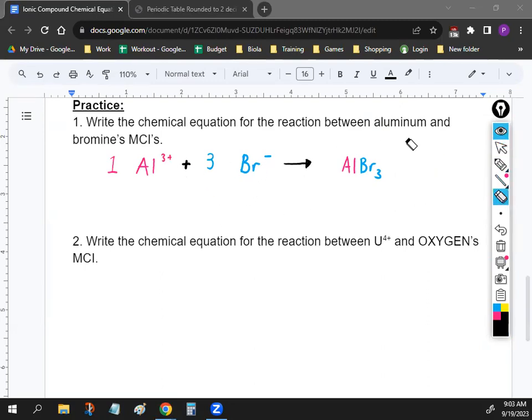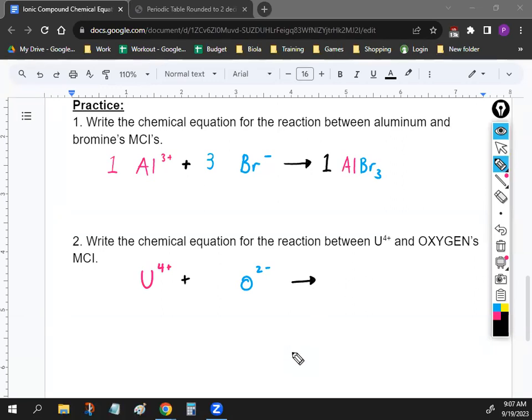Alrighty, guys. Let's do one more together. This is the last practice problem we'll do for the lecture. I'll give you about 3 minutes to do this one, and then we will go over it and move on to the assignment. Okay, this one's a little bit different because you have U4 plus, so this one's not looking for an MCI. It's actually easier, I guess. So you've got U4 plus, and you're combining it with oxygen's MCI. We already said that that's O2 minus. And we're trying to figure out which ionic compound we make.